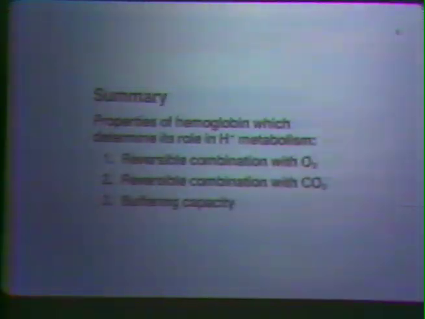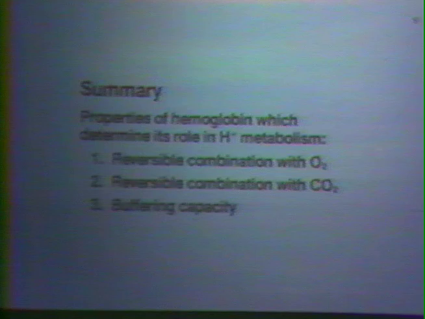5. We will briefly examine those properties of hemoglobin which determine its role in hydrogen ion metabolism. First, reversible combination with oxygen. Second, reversible combination with carbon dioxide. Third, buffering capacity.